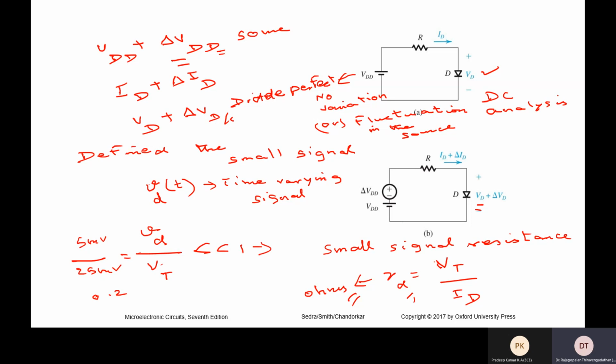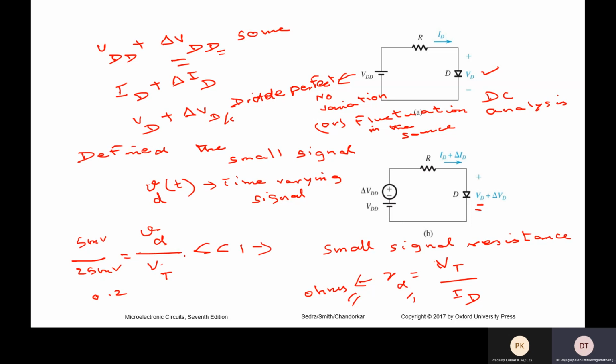Now, how did this come? You recall this equation, I want you to recall this equation quickly, the total current that flows through the diode. You must understand that there is a steady state voltage and there is a small signal voltage. The small signal, which is fluctuating with time, is superimposed on this steady state voltage. The steady state voltage will give a steady state current, and the small signal will give a fluctuating current. The total current will be the combination of the steady state current plus the small signal current, which is fluctuating.